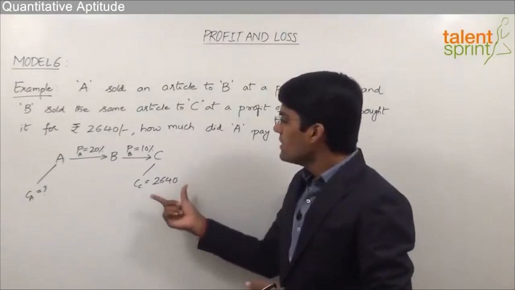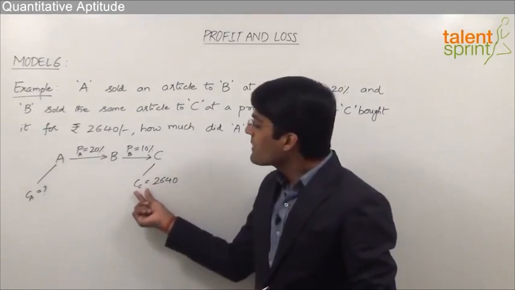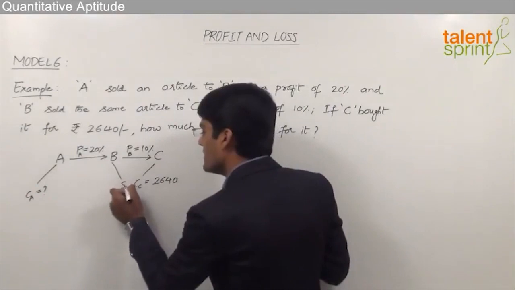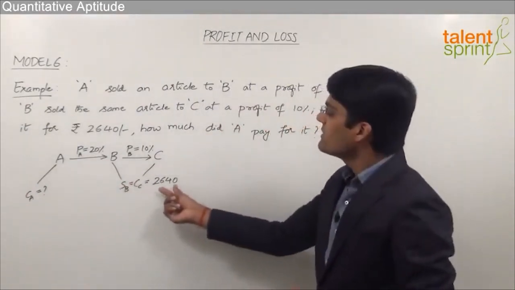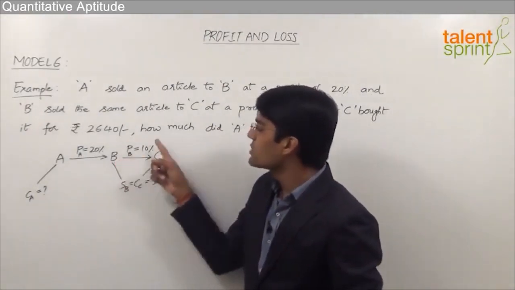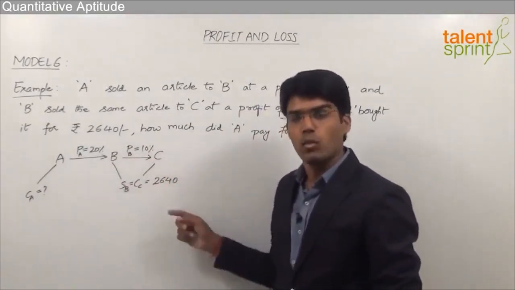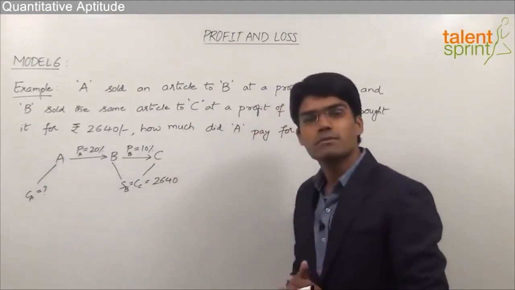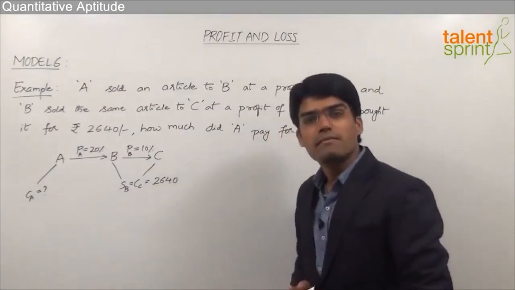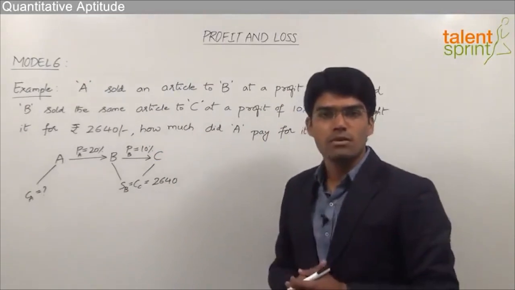For example, we know the cost price of C. And as discussed in the introduction of this topic, cost price of C should be equal to the selling price of B. So we can say that selling price of B is equal to cost price of C, which is equal to 2,640. Why? Because selling price of B is the price at which B sold the article to C. That is nothing but the price at which C bought the article from B. So they have to be equal. So selling price of B is equal to 2,640. So now we know the selling price of B and we also know the profit made by B. So from this we can find out the cost price of B. So let us first find out the cost price of B.